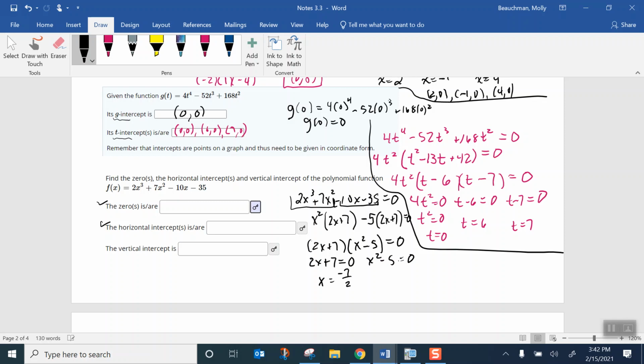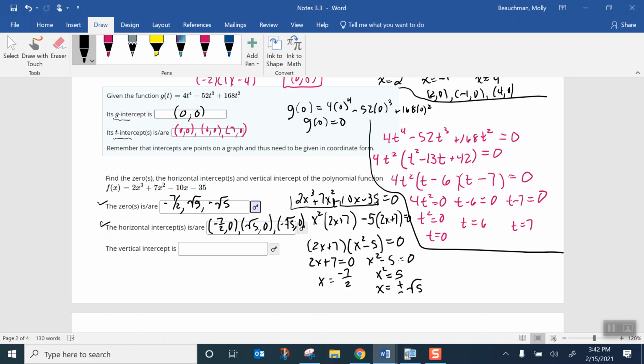We get x equals negative 7 halves. Add 5 to both sides. And then square root. I get plus and minus square root of 5. So the zeros are just a list: negative 7 halves, square root of 5, negative square root of 5. But the horizontal intercepts are the actual coordinates: (negative 7 halves, 0), (square root of 5, 0), and (negative square root of 5, 0), separated by commas. Those are the horizontal intercepts, or the zeros.